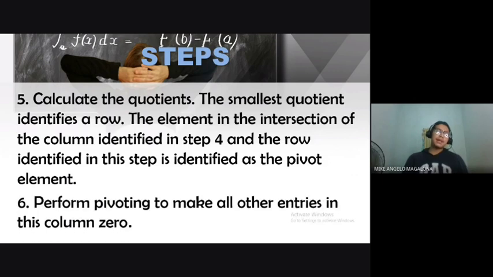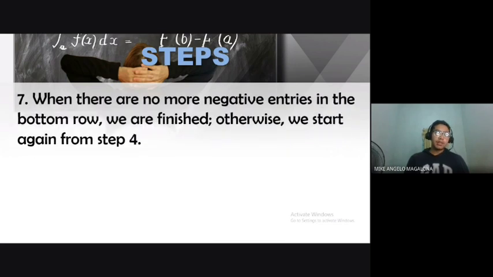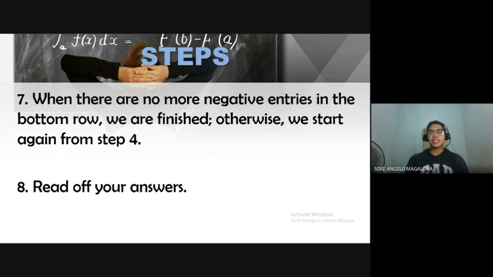Step 6. Perform pivoting to make all other entries in this column 0. This is done the same way as we did in the previous lesson. Step 7. When there are no more negative entries in the bottom row, we are finished. Otherwise, we start again from step 4. And lastly, read off your answers. Get the variables using the columns with 1 and zeros. All other variables are 0. The maximum value you are looking for appears in the bottom right-hand corner.